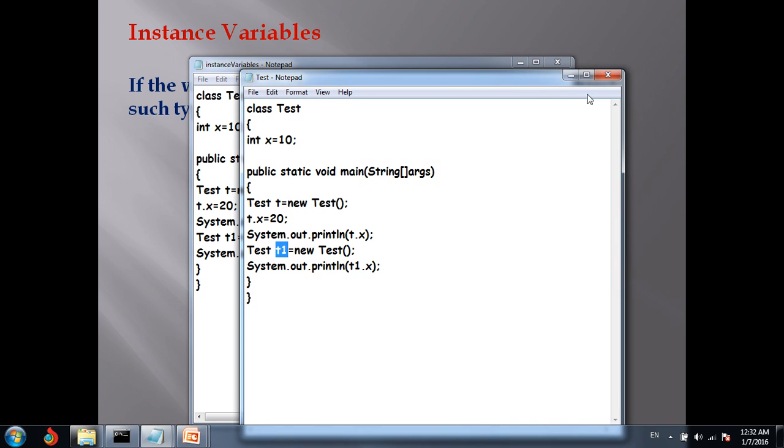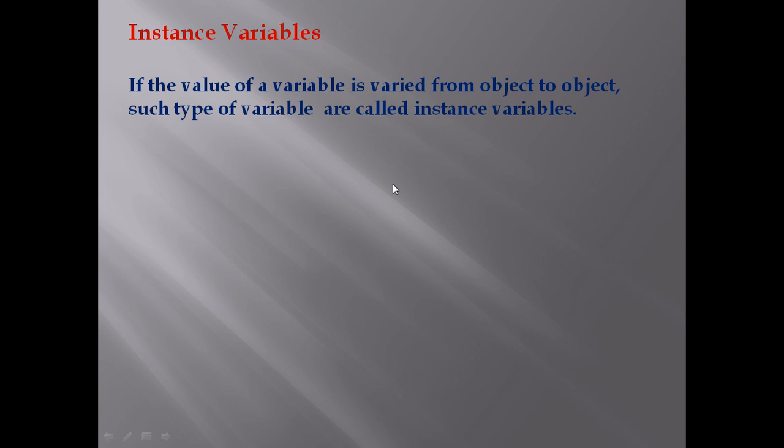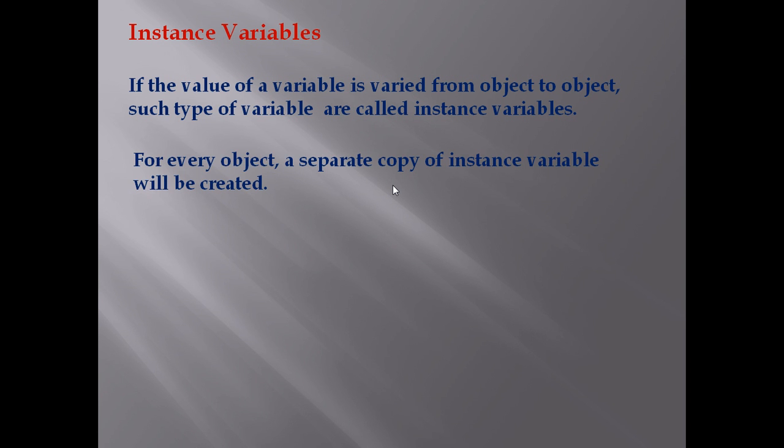So this is the first point. It means it's a kind of instance variable. For every object, a separate copy of the instance variable will be created. This is the point which I have proved. If a variable varies from object to object, such variables are called instance variables. So for t the value was 20, but for t1 the value remains the same. The value is varying from object to object, so it was an instance variable, again proving the point. We have studied this point: for every object, a separate copy of the instance variable will be created.